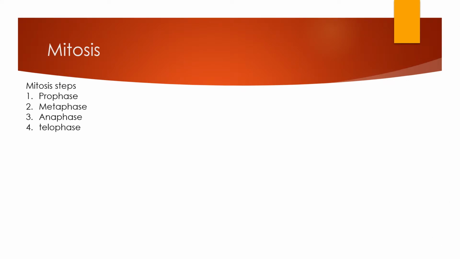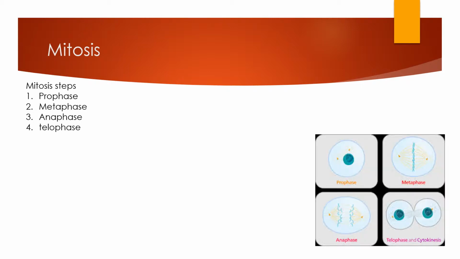Mitosis. The steps of mitosis are prophase, metaphase, anaphase, and telophase. In prophase, the centrioles, which are proteins, move to opposite ends of the cell. Spindle fibers start to develop.